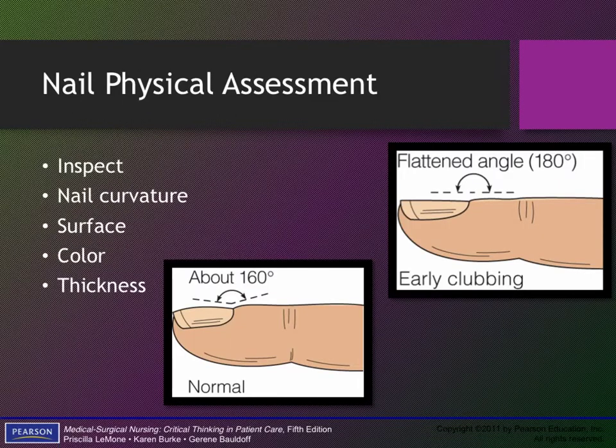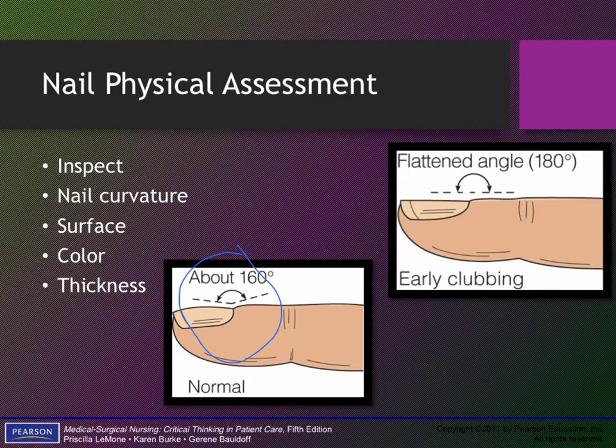You're looking for any kind of changes or out of the norm range when you're talking about hair. The last part of the integumentary assessment is the nail assessment. You inspect the nails, you look at the nail curvature, surface, color, and thickness. As you can see on this slide, there is a picture at the very bottom of a normal nail, and there is a type of curve that we have, about a 160-degree angle in our nail.